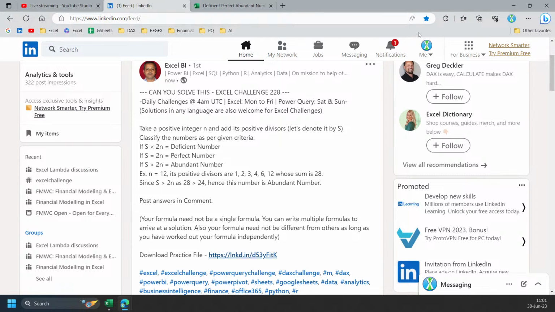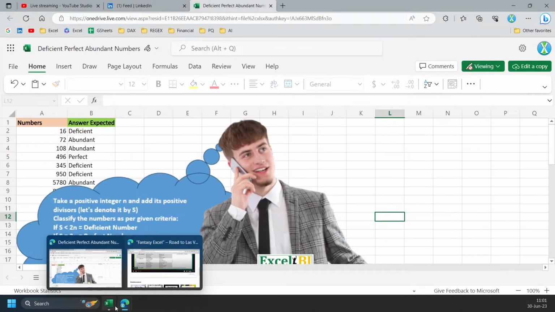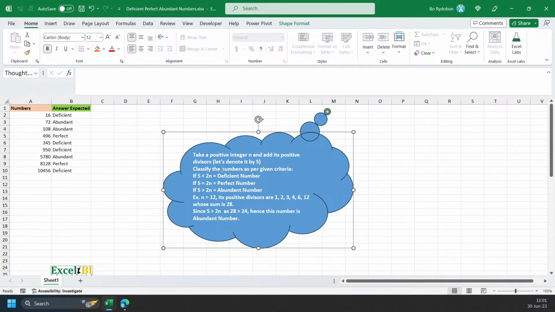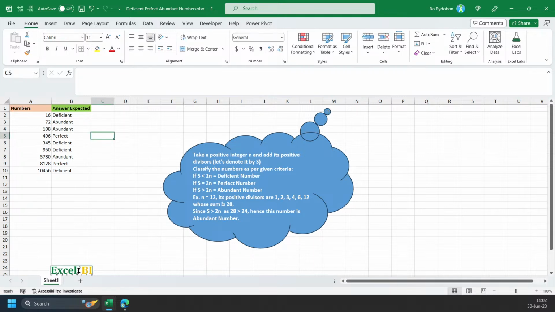Same here. What? Denote and add is positive divisor. No idea. What is it? Perfect. Positive integer and add is positive divisor. S.